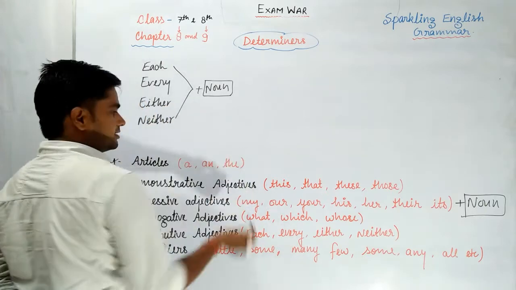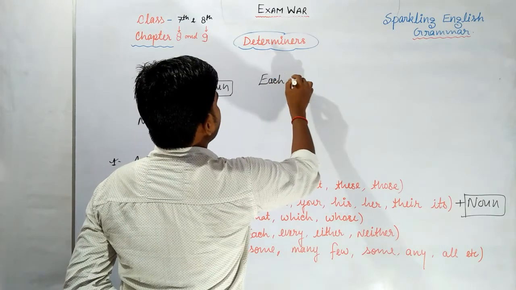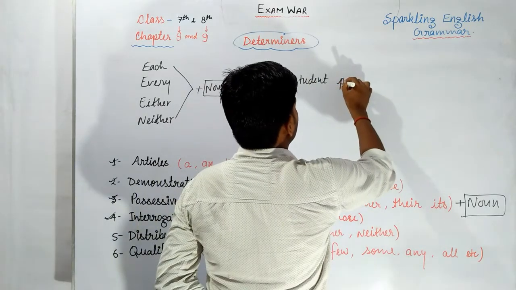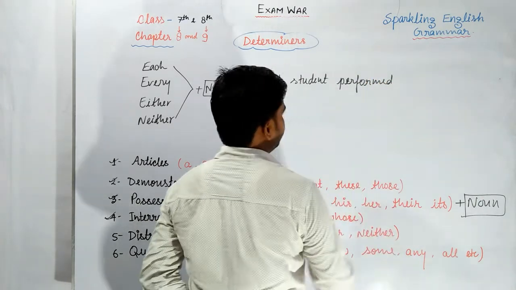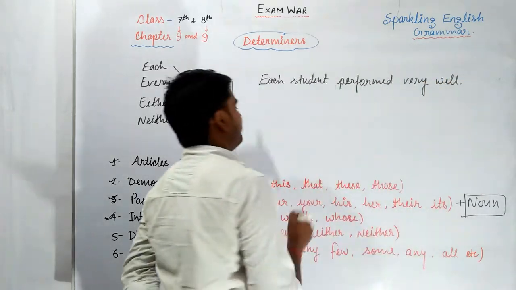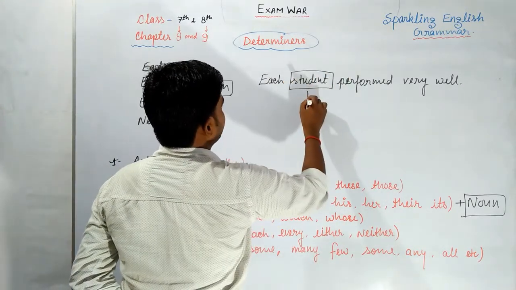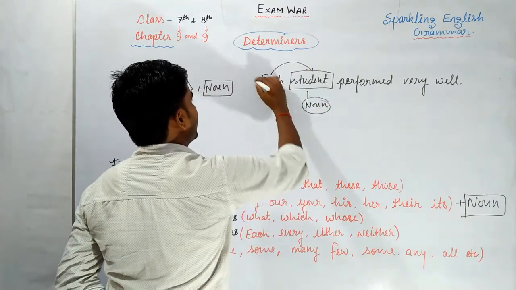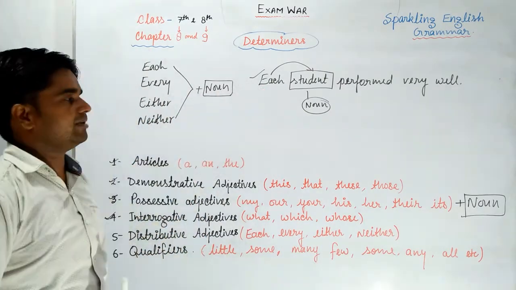So let's take some examples. If I write, "Each student performed very well." So my dear students, in this sentence we used a noun after each. That's why this is a distributive adjective.